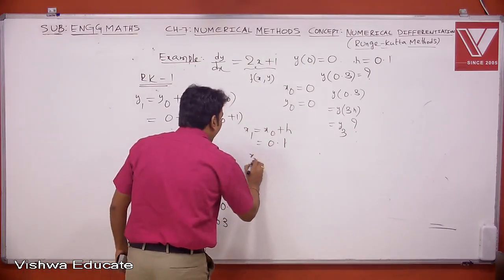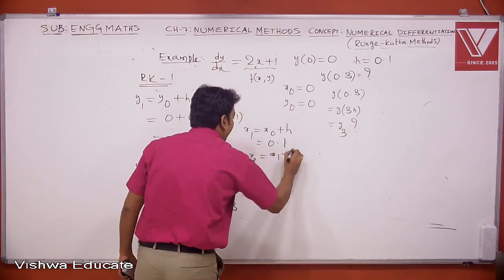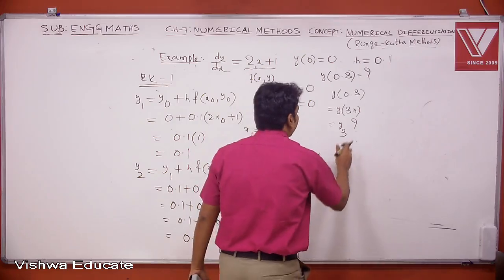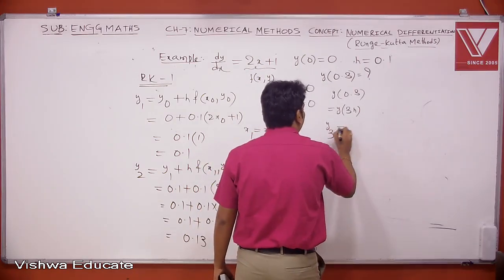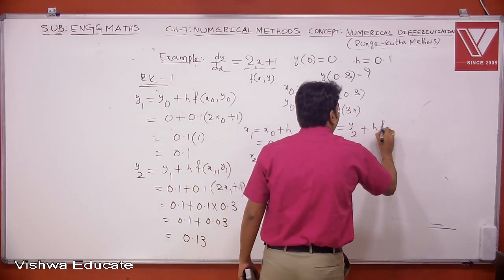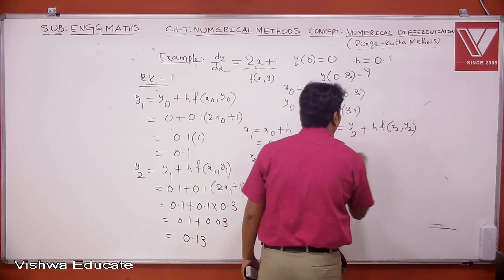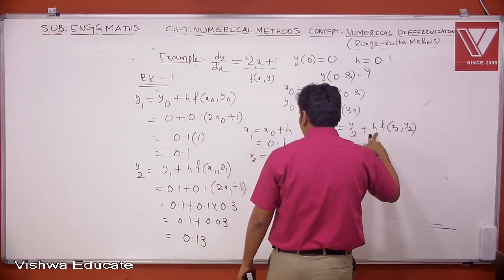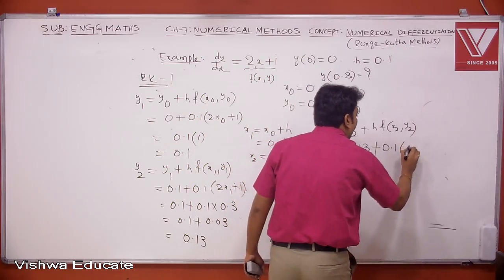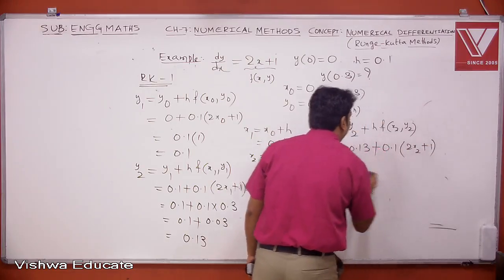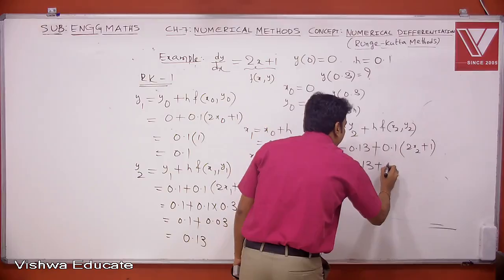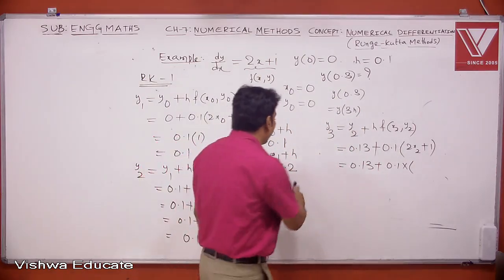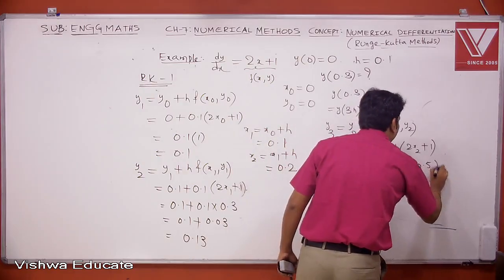Now x2 is required for the next value. So this is x1 plus h, 0.1 plus 0.1, this is 0.2. Now the value of y3 is y2 plus h into f of x2 comma y2. So y2 value is 0.13 plus h value, which is 0.1. F of x2 y2 is 2x2 plus 1. So this is 0.13 plus 0.1 into 2 into x2. 2 into x2 is 0.4. 0.4 plus 1, this is 0.5.